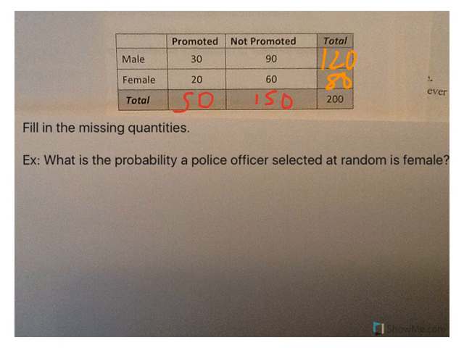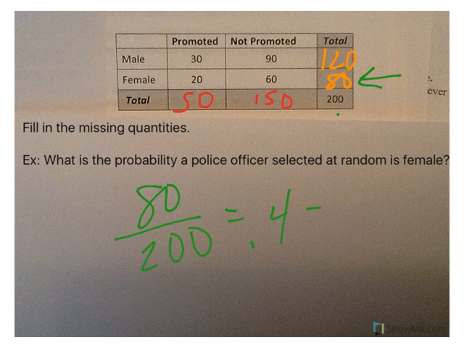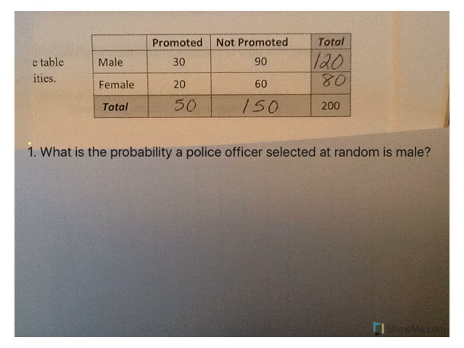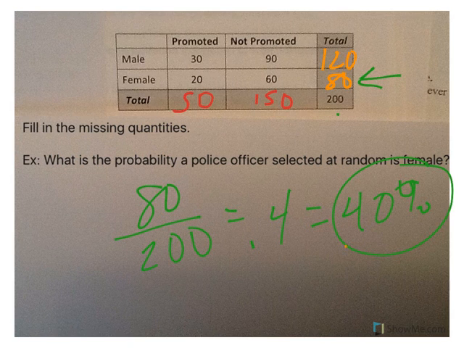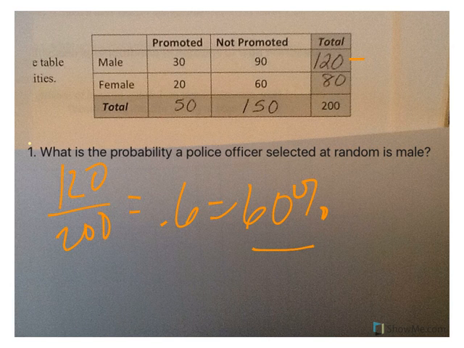So when you look at this example, what is the probability a police officer selected at random, so we're looking at all of them, is female? Well, I have 80 female police officers out of 200 total. And 80 out of 200 gives me 0.4 or 40%. So your probability is roughly 40%. Number one, what is the probability a police officer selected at random is male? Well, I have 120 males out of 200, which gives me 0.6 or 60%. And you'll notice females plus males is 100% because it's everybody, right? We would call those complements.